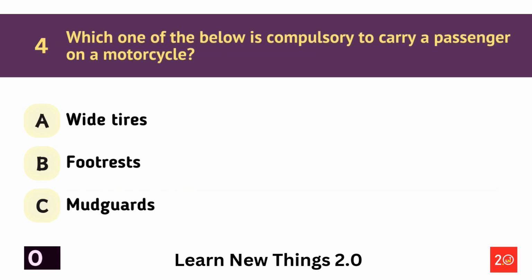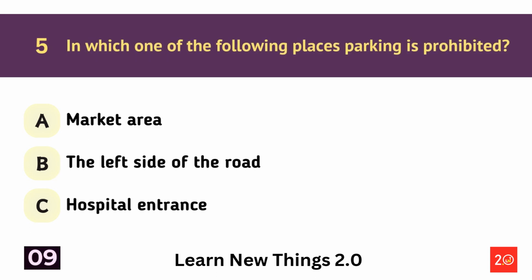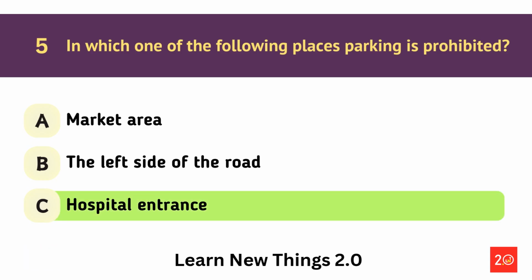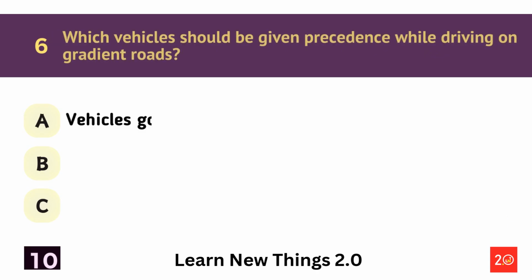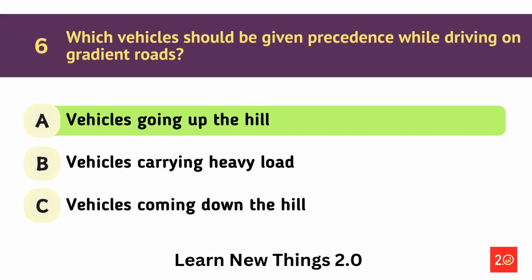Which one of the below is compulsory to carry a passenger on a motorcycle? Footrest. In which one of the following places parking is prohibited? Hospital entrance. Which vehicles should be given precedence while driving on gradient roads? Vehicles going up the hill.